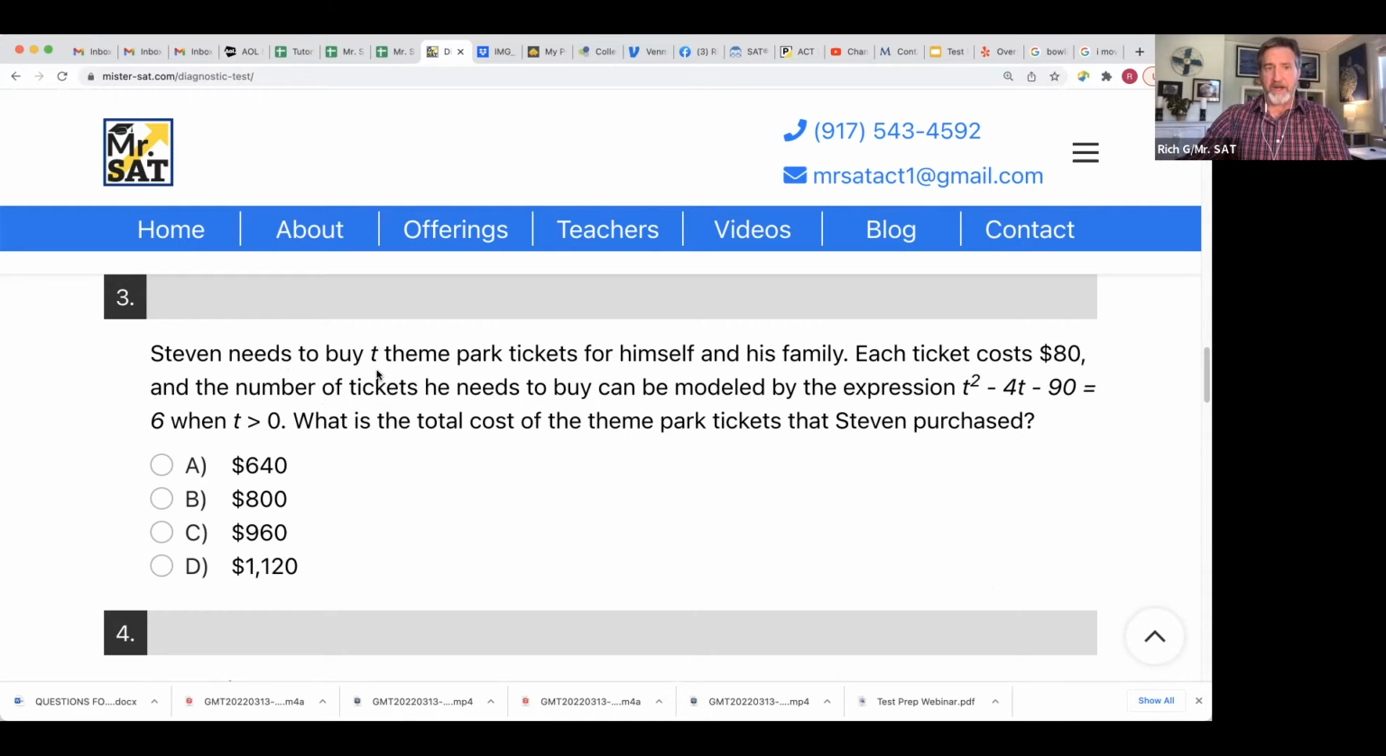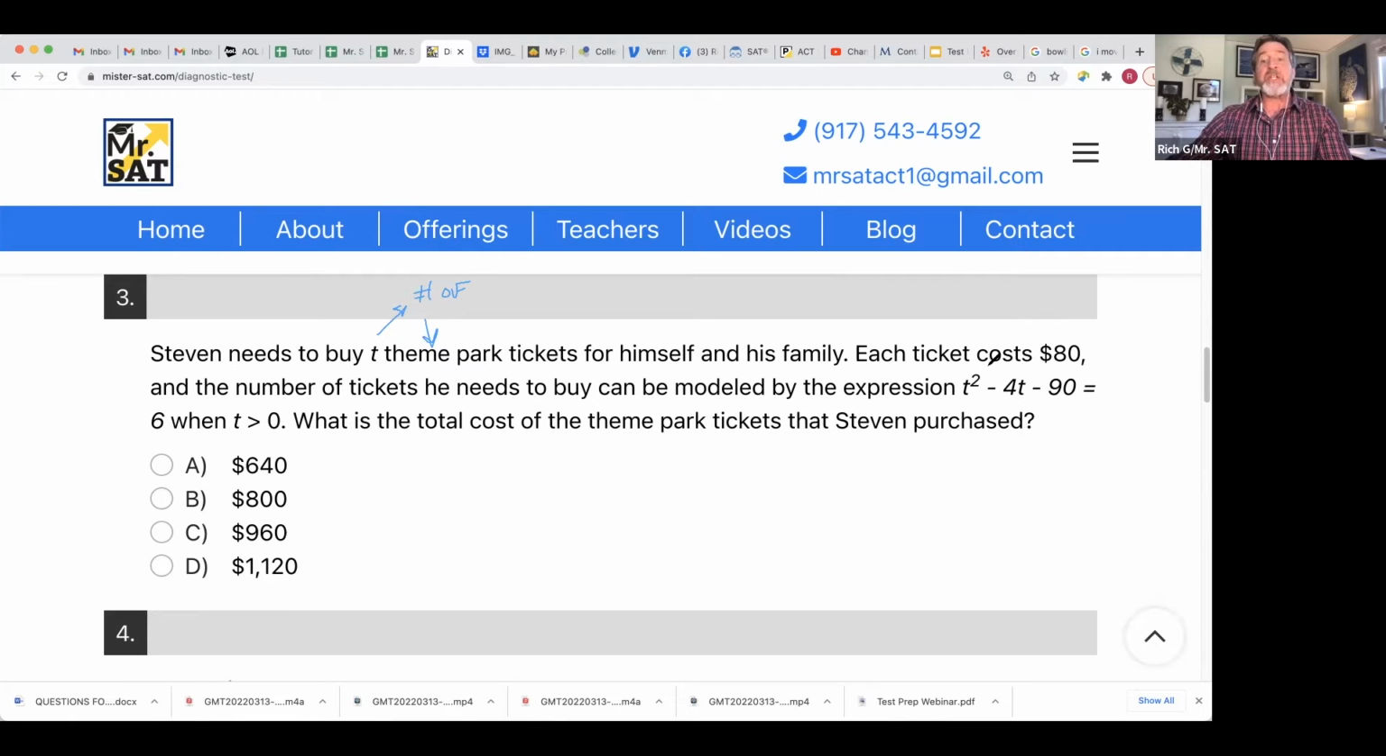I'm going to stop right there. What is T? Well, T represents the number of theme park tickets that he needs to buy. Now, it would be nice if the test writers would have written "number of" in parentheses to make it ultra clear, but we can infer that T represents the number of theme park tickets that he's buying for him and his family. It's an unknown right now, so we're using the variable T to stand in place for that number.